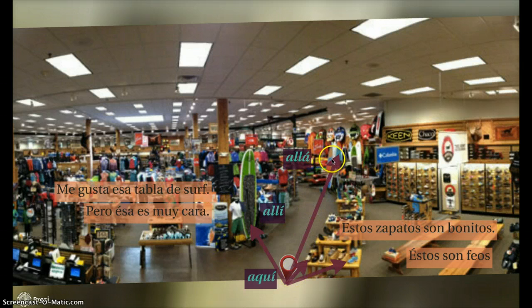How about far away over there at the other end of the room? Allá. Aquellas son más baratas. Those over there are cheaper. Why does this have an accent on it? Because I do not have a noun. This is a pronoun. I don't have tabla de surf here, right? Over here, esa, no accent, I had tabla de surf right next to it.